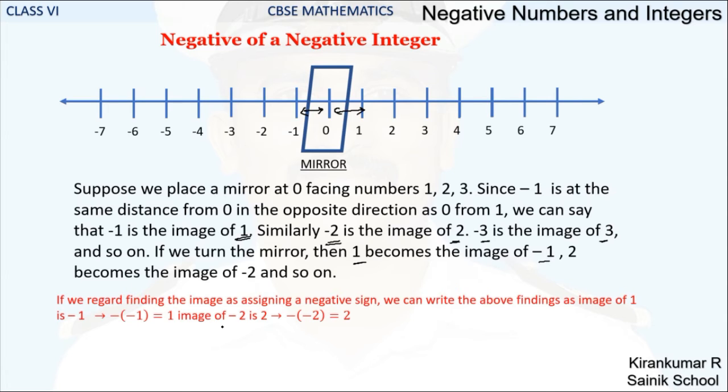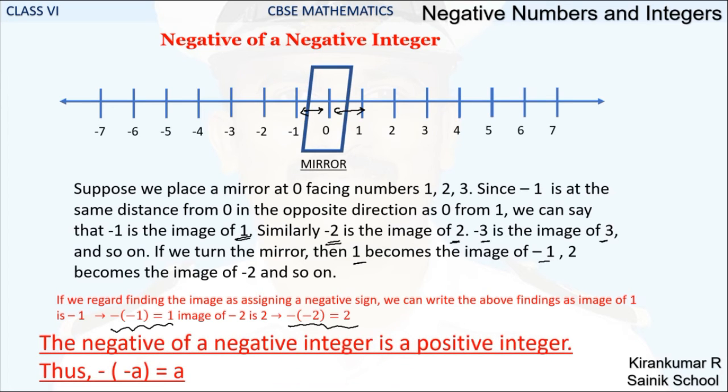If we treat finding the image as assigning a negative sign, we can write the above findings as: the image of 1 is minus 1. That is, minus of minus 1 is positive 1. In a similar way, minus of minus 2 is positive 2. Thus, I can say that the negative of a negative integer is a positive integer. Thus, minus of minus a is equal to positive a. You must note this.